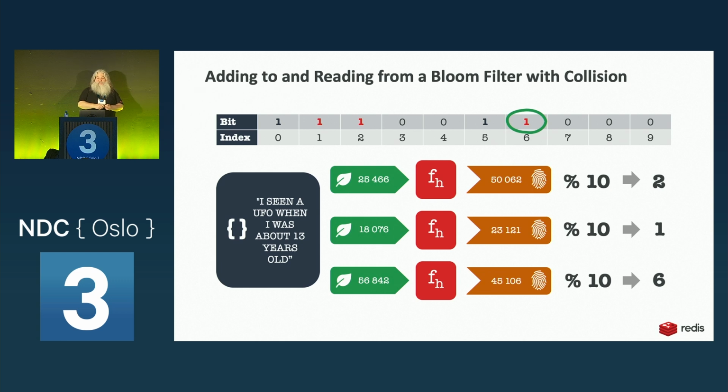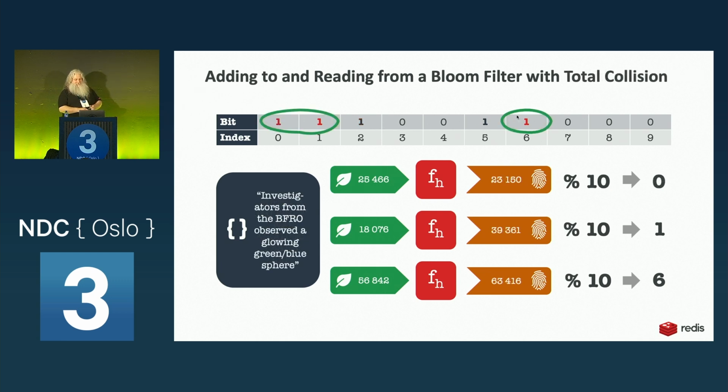But what can happen, of course, is something probabilistic. Here we've got investigators from the Bigfoot Field Researchers Organization observing a glowing green-blue sphere. And all of these indices that are generated are all collisions. And so if I add this to the Bloom filter, the state of the Bloom filter doesn't change, but I've added it. And then if I go and read it and say, have I seen this? It'd say, yes, you've seen this. This has been added to the Bloom filter because we had added it. But if I hadn't added it and I asked the question, has this been added to the Bloom filter? It would say, yeah, probably, even though it hadn't been added to the Bloom filter.